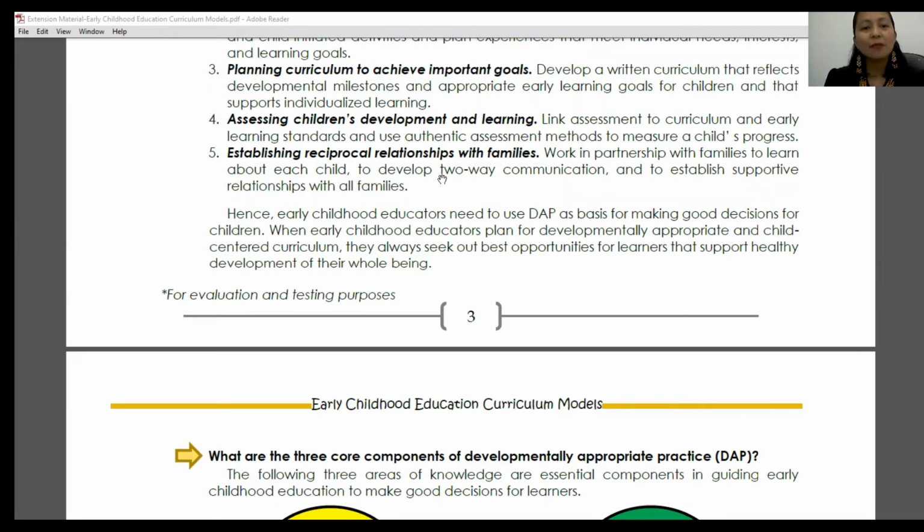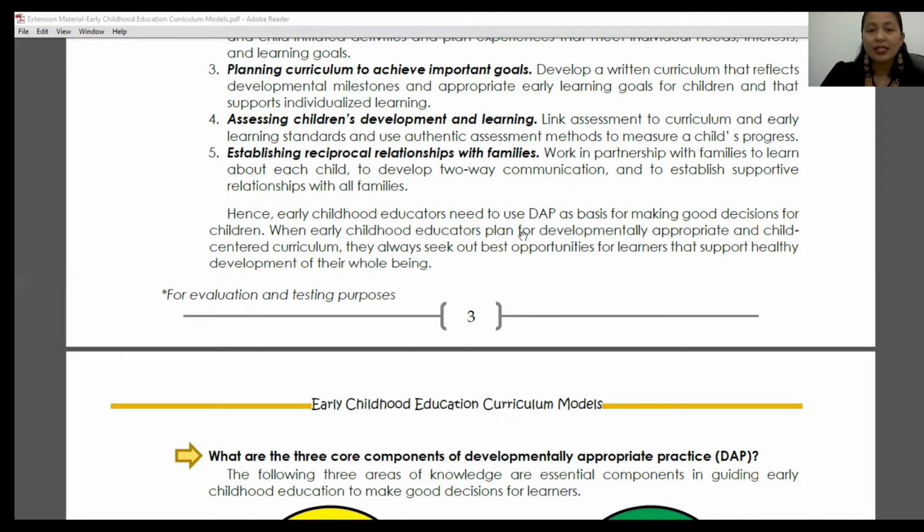is establishing reciprocal relationships with families. One important ingredient for children's success is the teamwork, relationship, partnership between the home and the school. No? Earlier, I said that the success of a child is not just attributed to one person or one group of people. It is a group effort, a collaborative effort of various people, groups, individuals, and organizations.